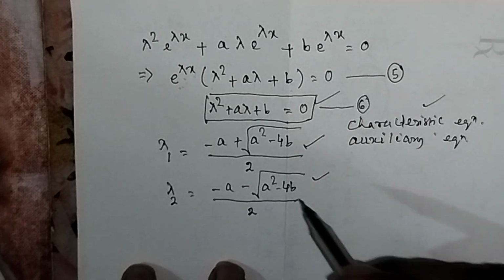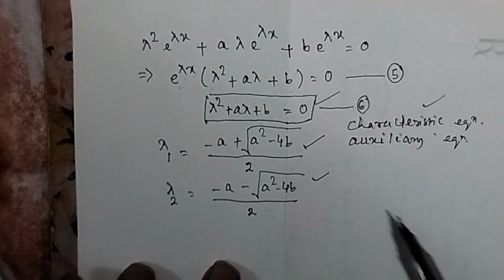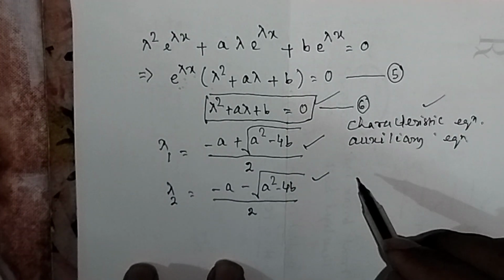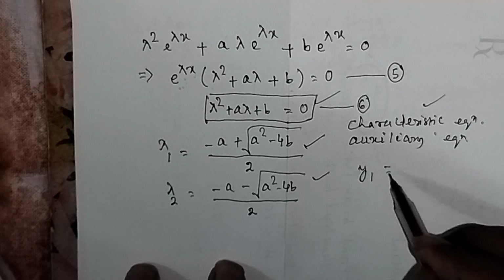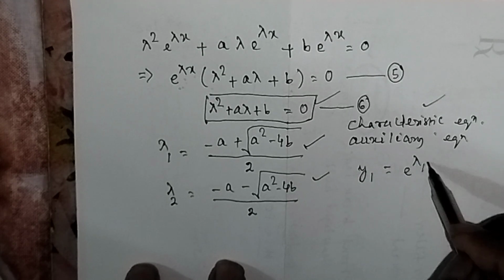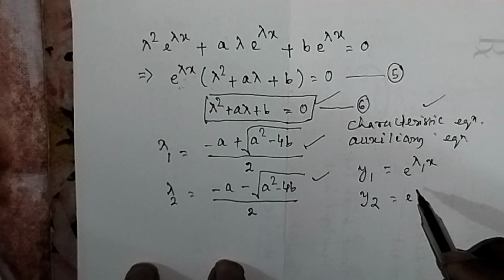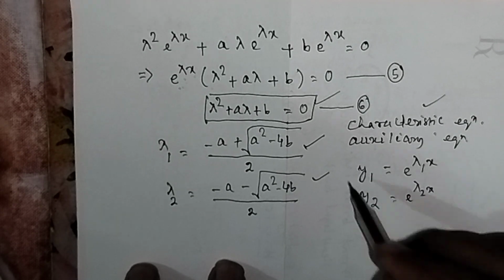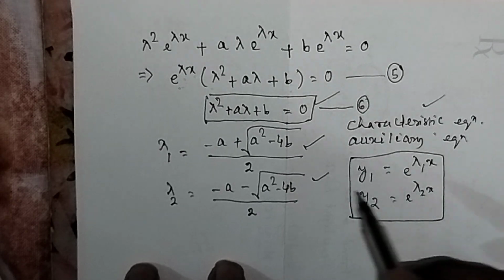So if you find the values of the roots lambda 1 and lambda 2, you can easily find the solution. You have two solutions. One will be y1, equal to e to the power lambda 1 x. Another solution will be y2, equal to e to the power lambda 2 x. So you have two solutions of the given differential equation.